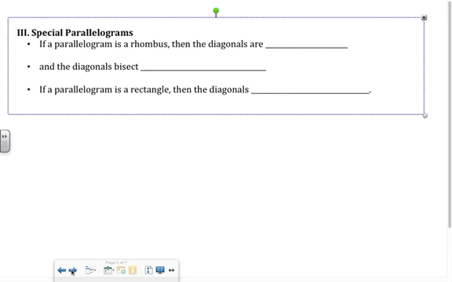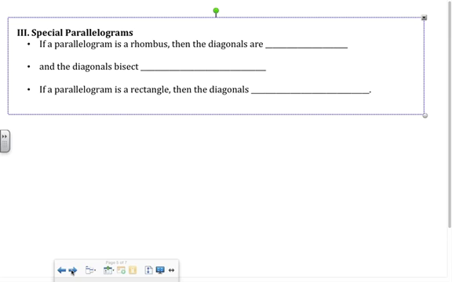On to special parallelograms. These are quadrilaterals that have all of the characteristics of a parallelogram, which are what we just discussed on the previous screen, and then on top of that, there's extra stuff about them. And I'm giving you the properties without actually talking about the definition, and maybe that's not the best idea, so let's make sure that we talk about the definition.